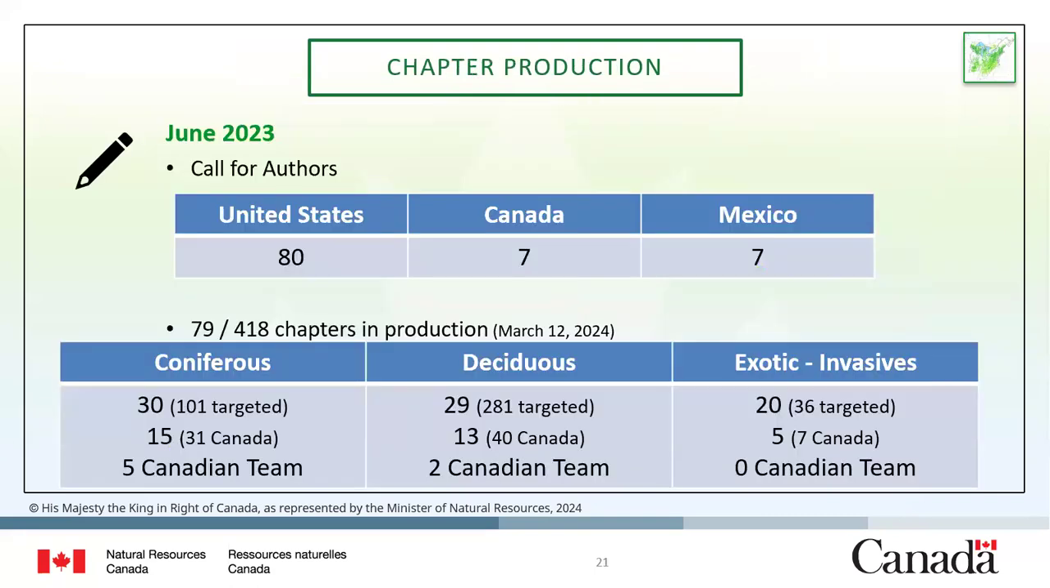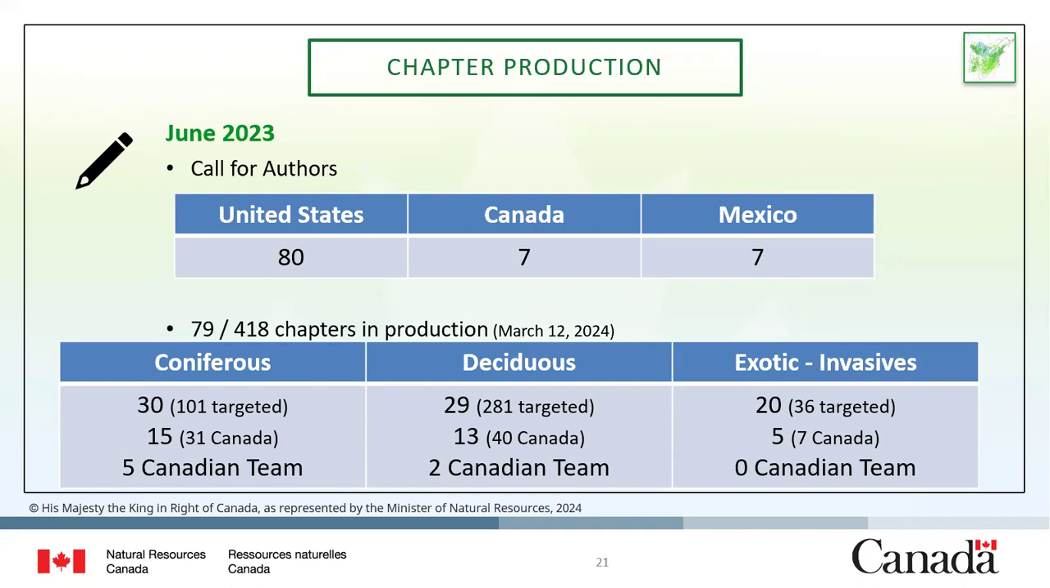Now the chapter production. After an initial call for proposals in June 2023, we received 94 applications from chapter writing teams. Unfortunately, some teams competed for the same species. So as a result, we have only 79 chapters in production. There's still time to apply to be the author of a chapter. We have 339 targeted species left, but we will come back to this later on in the presentation.